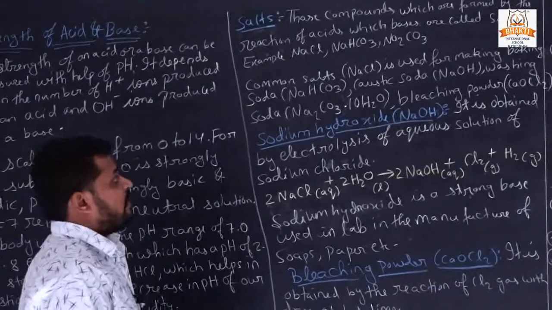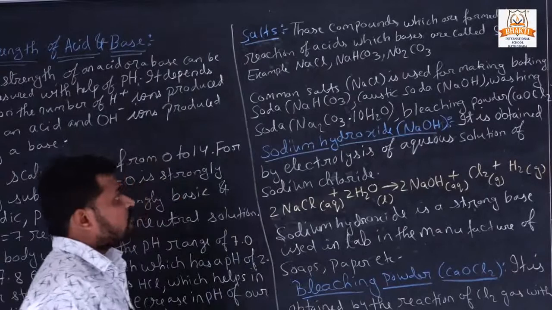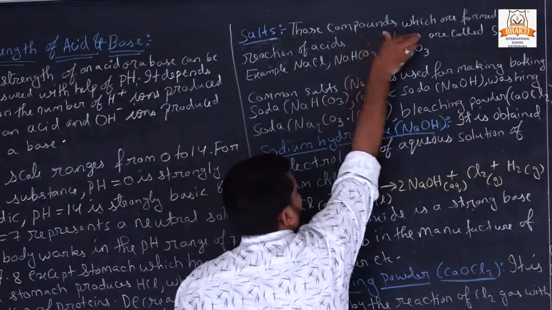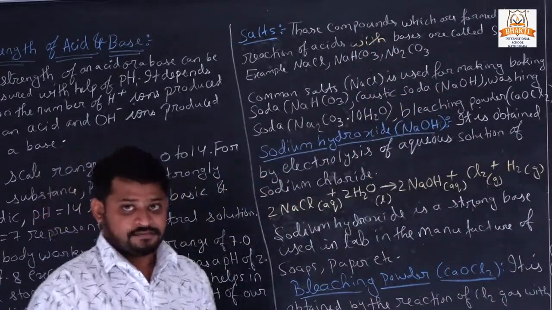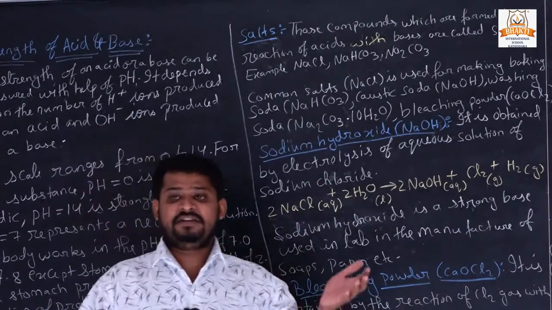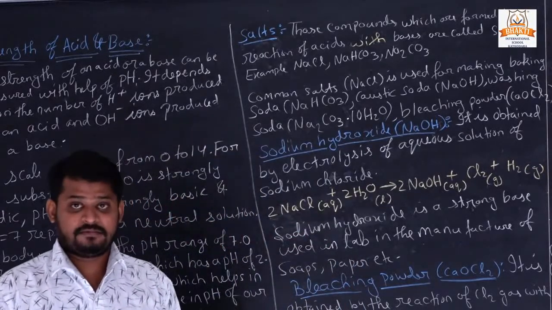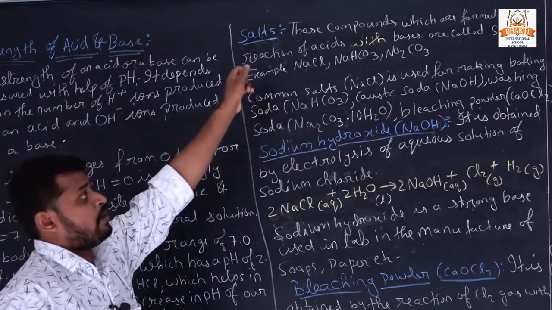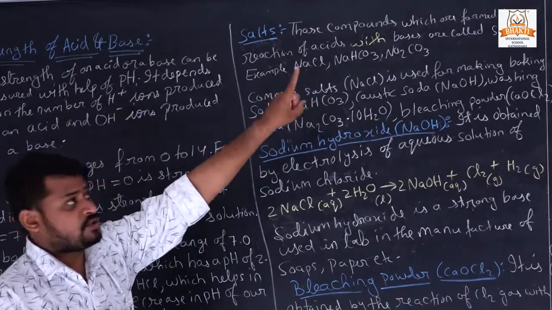Those compounds which are formed by the reaction of acid with bases are called salts. We all know that when we react acid with metal, acid with base, acid with non-metal, or base with non-metal, as a product we get salts. Those compounds formed after the reaction of acid and base are called salt.